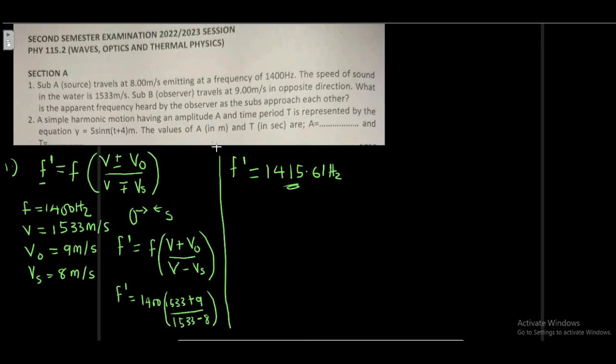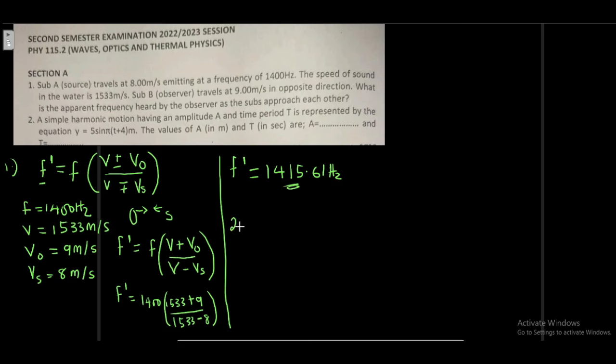Now, if you observe, this is just section A. The exam was actually divided into section A and section B. Section A was subjective, and section B was objective questions. So for this one, you just write your answer to the question, which is 1415.61 hertz.